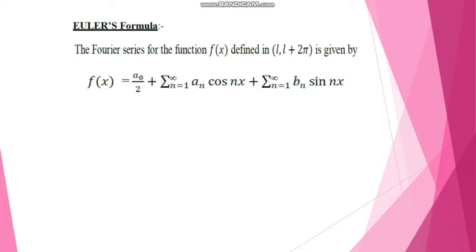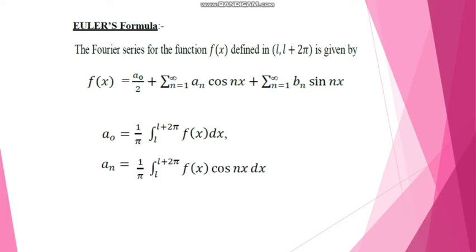So how to estimate a naught? a naught is measured as 1 upon pi integral L to L plus 2 pi f of x dx, where f of x is the given function and L, L plus 2 pi are the lower and upper limits of the interval. Coming to an, 1 upon pi integral L to L plus 2 pi f of x cosine nx dx, where f of x is the given function, cosine nx is the coefficient of an that is already mentioned in the Fourier series. Coming to bn, 1 upon pi integral L to L plus 2 pi f of x sin nx dx, where f of x is the given function, sin nx is the coefficient of bn.